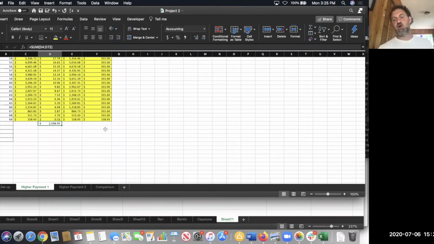Because remember, once you are in a loan, really the only control you have is how much you are paying per month. And if you can pay more per month, you should save yourself money. The question is, how much are you going to save? And is that motivating enough to help you make that decision to pay more?